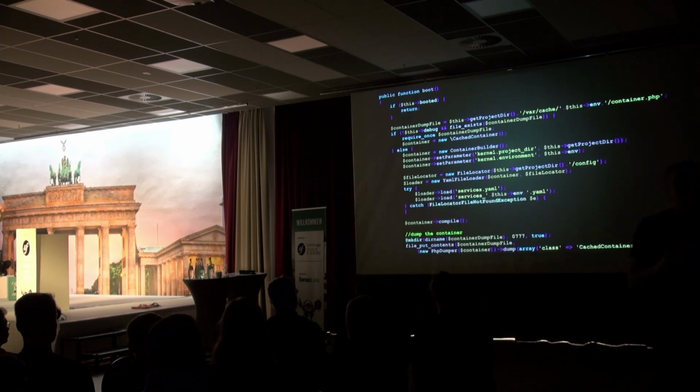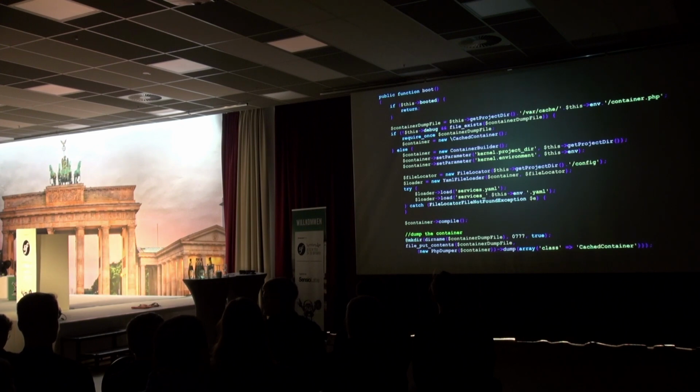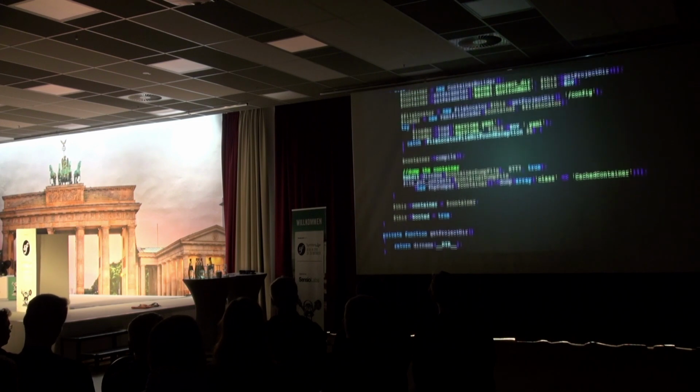If we don't have a cache container, or if we're debugging, let's create a container. Let's create a container builder. The first thing, I'm slapping on some static parameters. Then I'm saying, hey, load the files called services YAML and services underscore environment YAML. And then I just compile it and save it to cache. This is all my container.